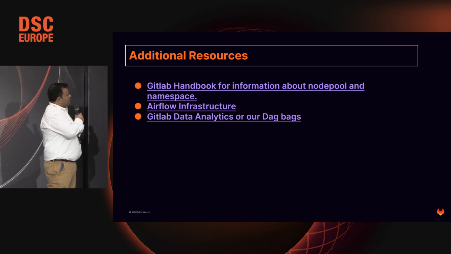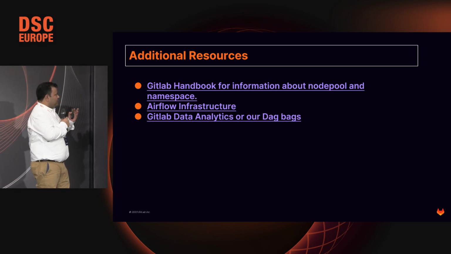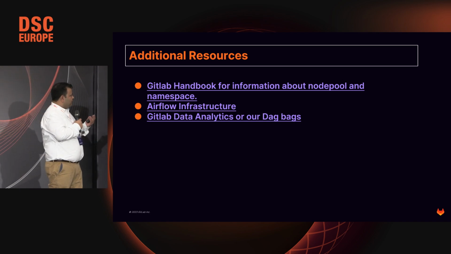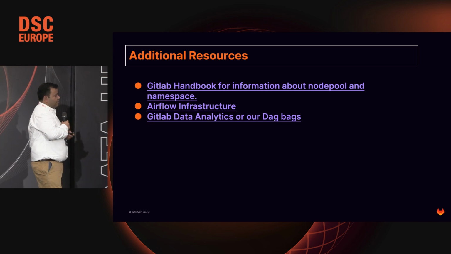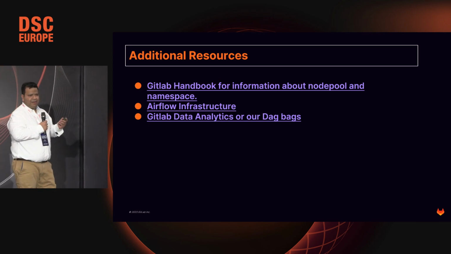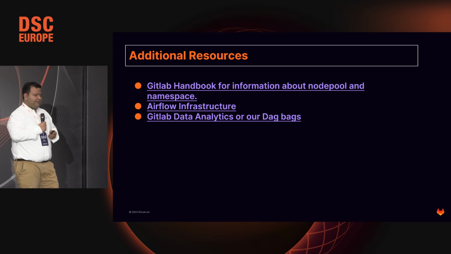So we have the GitLab handbook for information about node pools and namespaces, how we have set it up, and the Airflow infrastructure, how it is present over there, and our GitLab data analytics repo, or our DAG bags, where you can see all the DAG bags, all the DAGs, how we have done it.